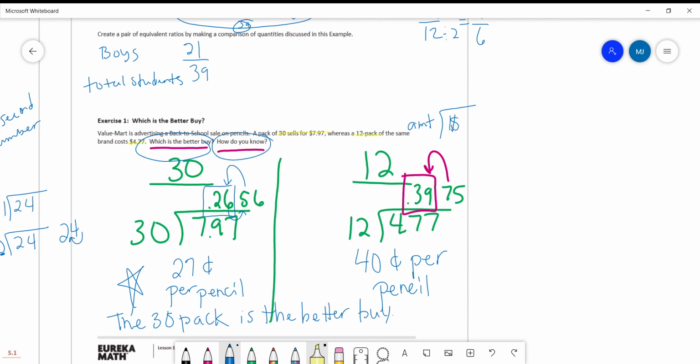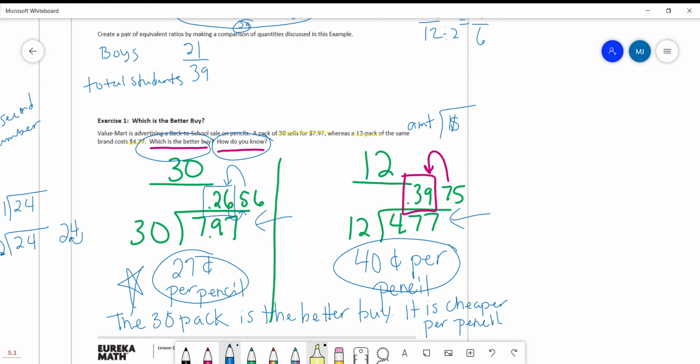Second question, how do you know? It is cheaper per pencil. And I can see that because I can see my amounts right here. I've shown my teacher the division. Even if I didn't divide it by hand, I showed them that's what I'm thinking. And so that's what I need you guys to do on your work.